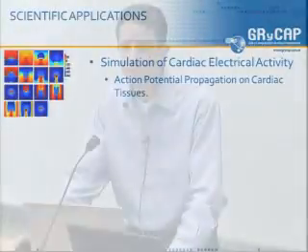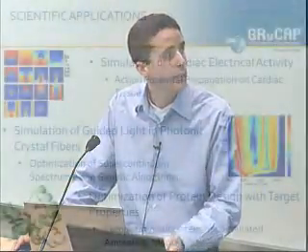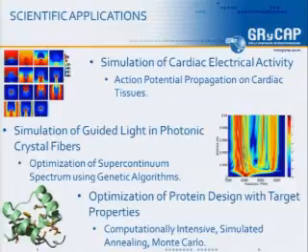Now, what kind of applications are we using with this kind of techniques? We're currently considering three different applications: simulation of cardiac electrical activity, simulation of guided light in photonic crystal fibers, and also optimization of protein design with target properties. These are applications that we have been working on in collaboration with other research groups in the last 5 years. And they are applications in which we have previously applied high-performance computing and grid computing, and we are currently investigating how these applications can benefit from these cloud infrastructures.